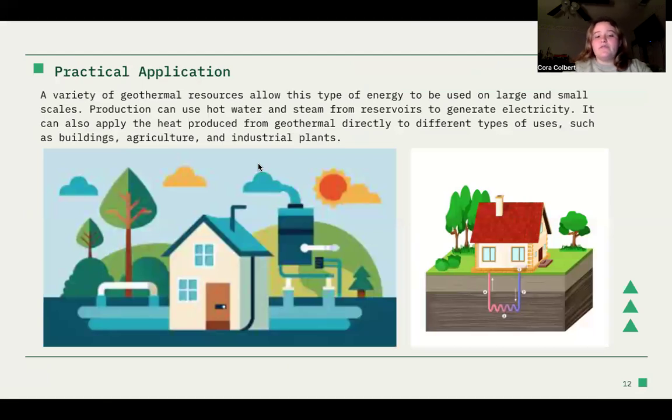Some practical applications of this is that along with large power plant scales, this can be used on small scales. From using the hot water and steam from reservoirs, it can be directly used. On smaller scales, the geothermal energy is directly used from the reservoirs, and this can be used for buildings, agriculture, and industrial plants.